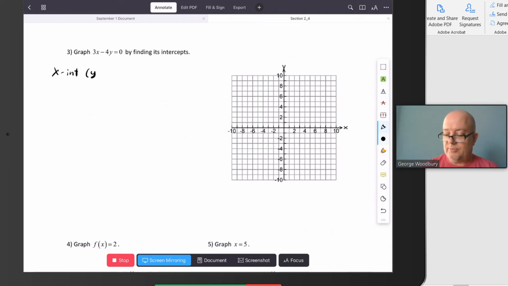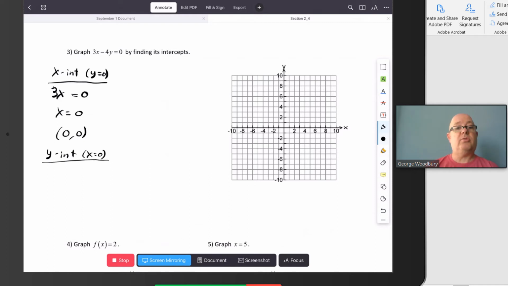Pretend we didn't notice it, and so we start by finding the x-intercept, which is where y equals 0. That gives us the equation 3x equals 0, divide by 3, and we get x equals 0. That's the point (0, 0). I'm going to do the y-intercept right underneath that, where x is 0. When we substitute 0 for x, we're left with -4y equals 0, and when we divide by -4, we get y equals 0. So I get the same exact point twice, (0, 0), the origin.